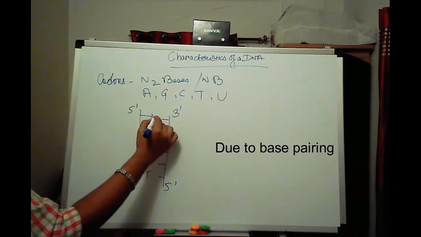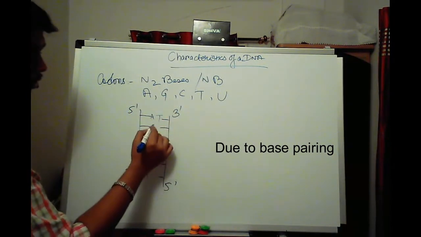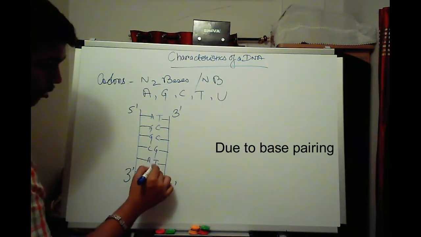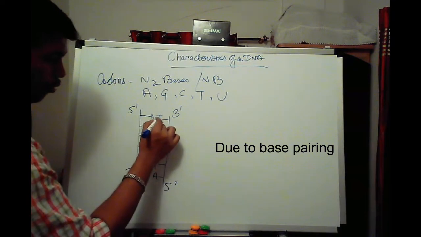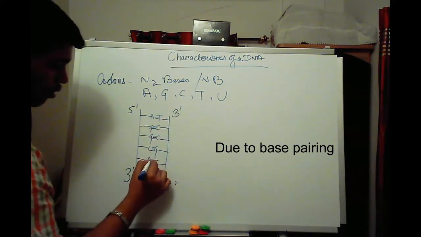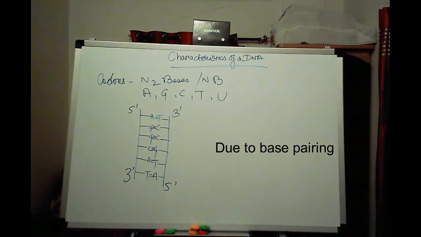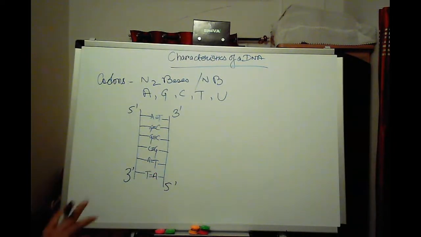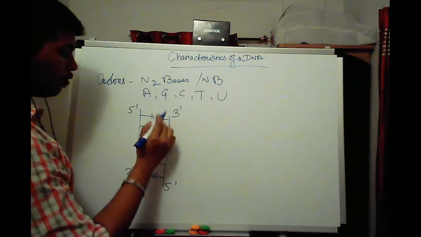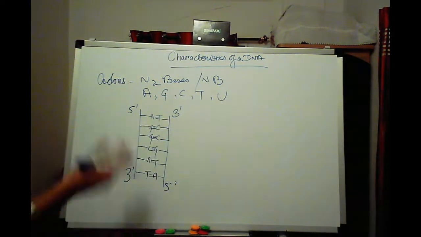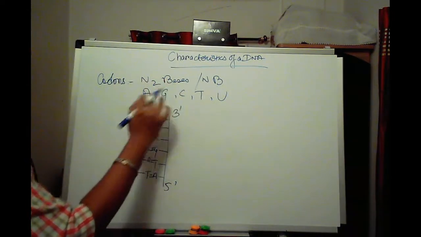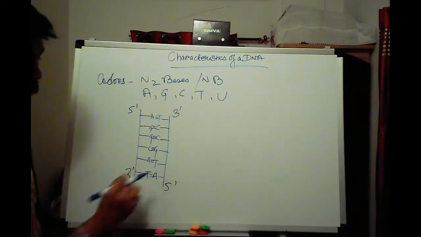Hence, this A will always bind to T, G will always bind to C, G will always bind to C, C will always bind to G, A with T, T with A. See, two bonds, three bonds, three bonds, three bonds, two bonds, two bonds. Correct me if I'm wrong. Let me check it out once more. Yeah, it's correct. This is the whole scenario now. The codons are opposite to each other.